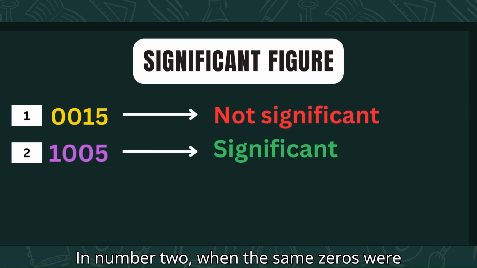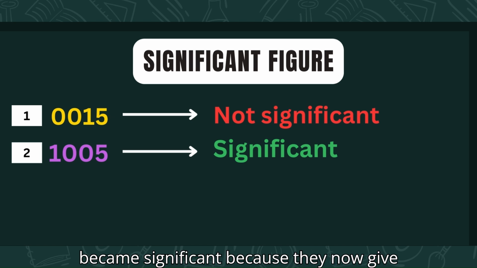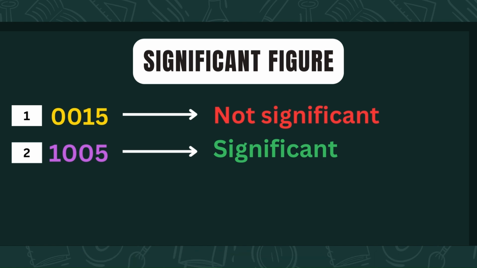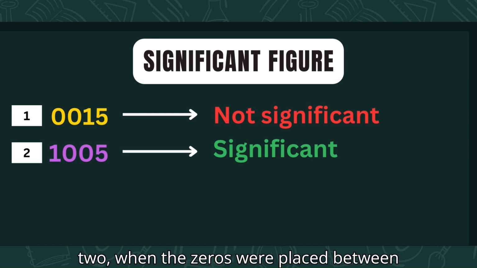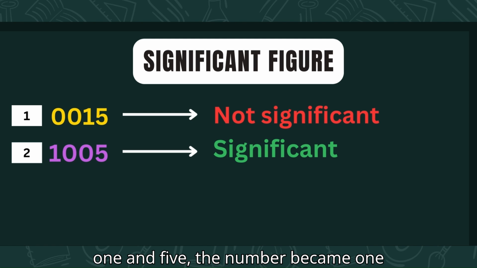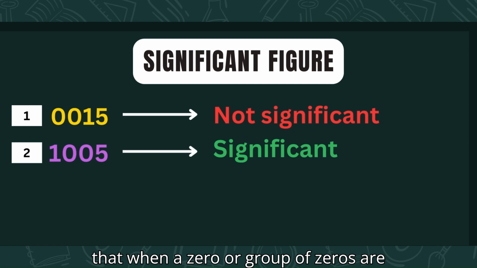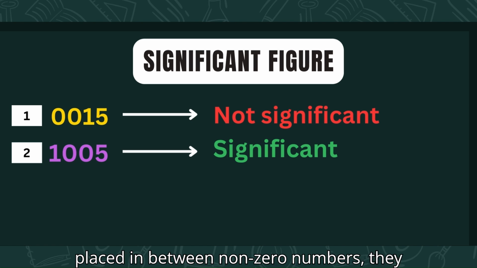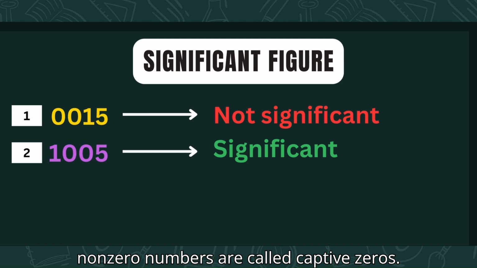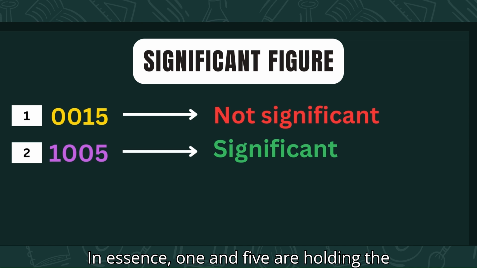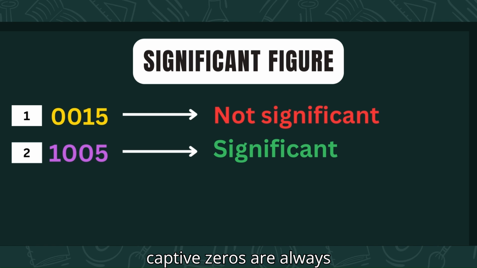In number 2, when the same zeros were placed in between 1 and 5, they became significant because they now give meaningful information about the number. In number 1, we have 15, even in the presence of the zero. But in number 2, when the zeros were placed between 1 and 5, the number became 1005. Therefore, when a zero or group of zeros are placed in between non-zero numbers, they are significant. Zeros placed in between non-zero numbers are called captive zeros. In essence, 1 and 5 are holding the zeros captive. Therefore, we can say that captive zeros are always significant.